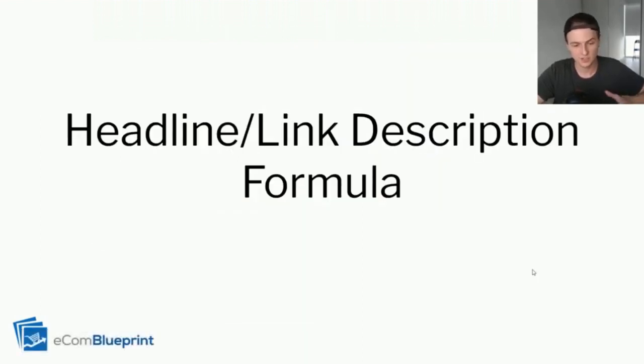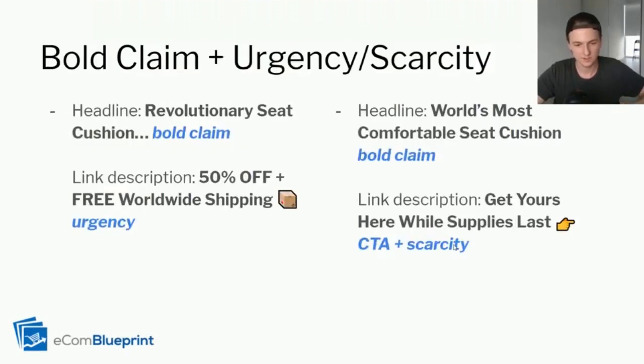Now, lastly, I just want to share some headline and link description formulas. So let's get into that. So once again, bold claim plus urgency scarcity. This is a great formula for headline and link description. So bold claim, revolutionary seat cushion. And then the description, some urgency and scarcity, right? So this one isn't really urgency at all. It's just telling them about the offer that we have going right now. So this just tells them about the offer, 50% off plus free worldwide shipping.